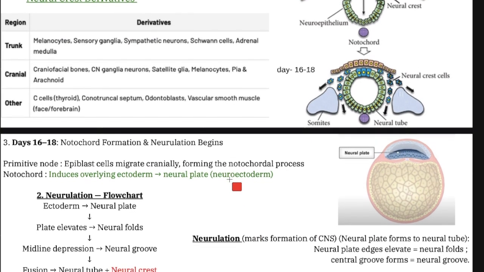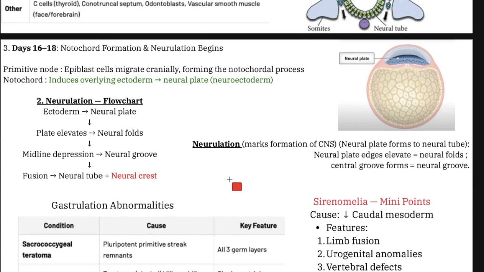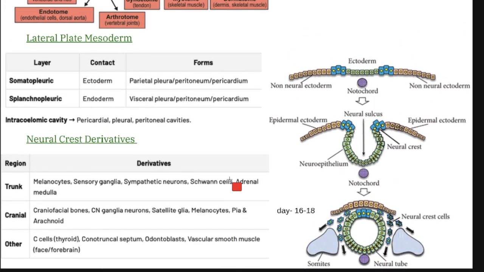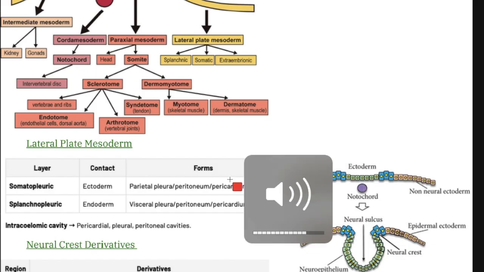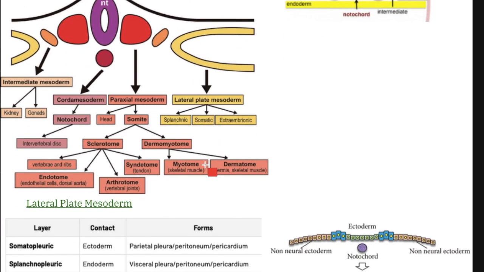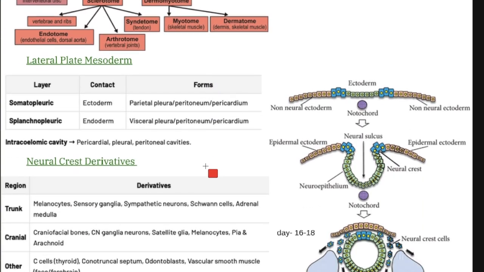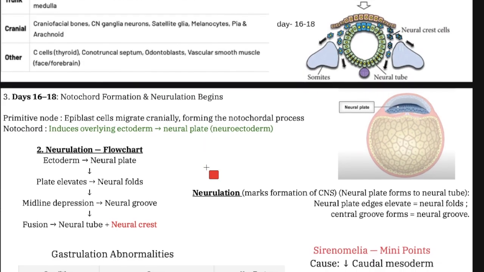These are paired blocks of paraxial mesoderm that form on either side of the neural tube. They appear at a rate of about 3 pairs per day, eventually totaling 42 to 44 pairs by the end of week 5. Each somite differentiates into a sclerotome, which forms bone, a myotome, which forms muscle, and a dermatome, which forms the dermis of the skin.